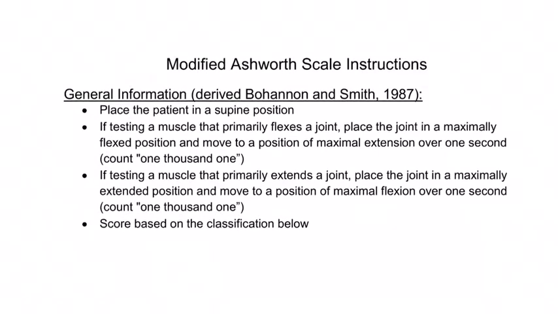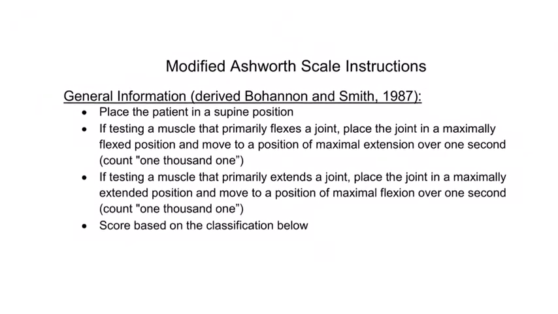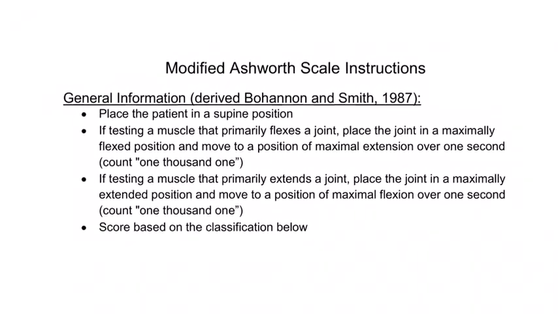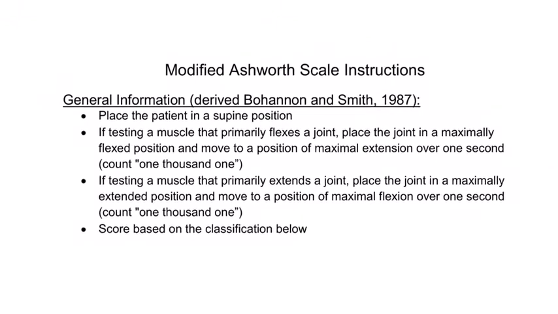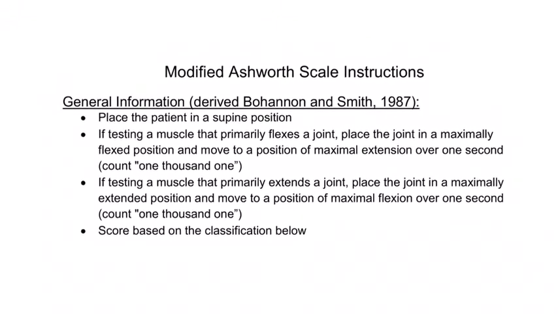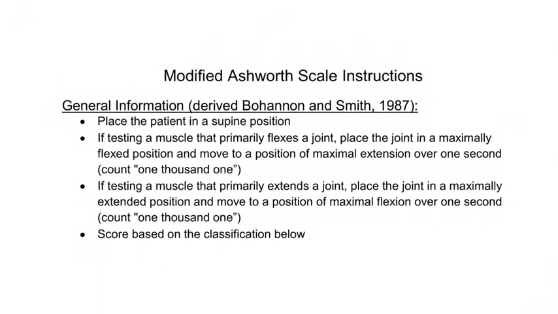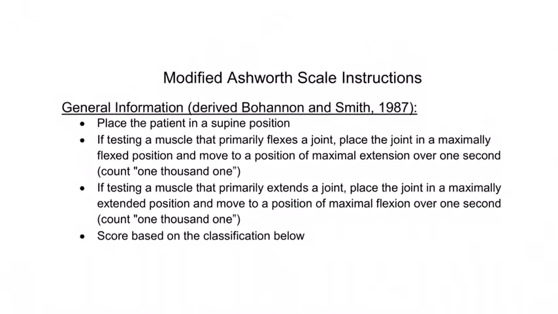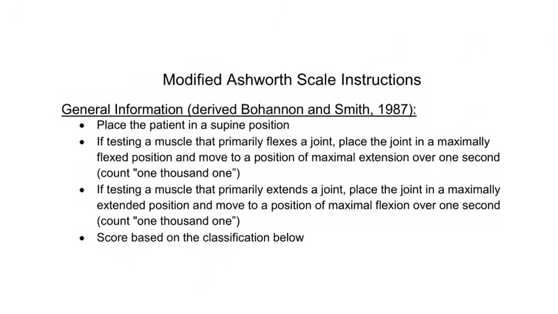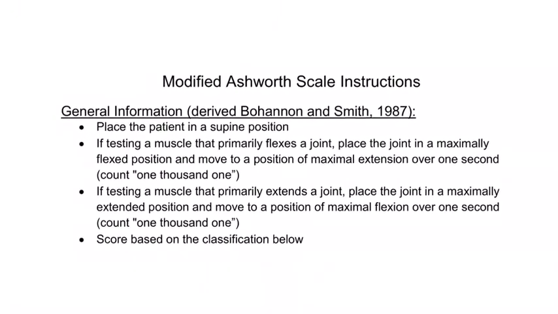Here are some general guidelines when performing the modified Ashworth test. First, place the patient in a supine position. Some of the tests can also be done in a side lying or sitting position. If the muscle you want to test for spasticity is a primary flexor, start by supporting the muscle in a fully flexed position. Inform the client to relax as much as possible.